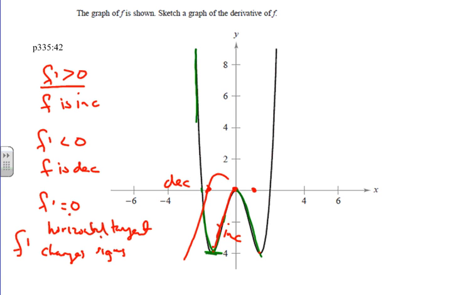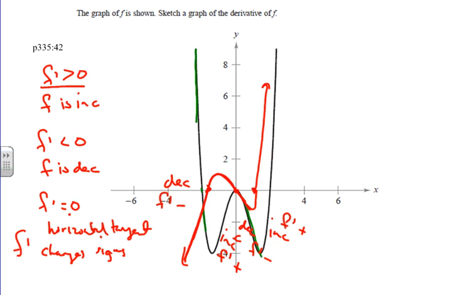Then it's going to be positive. Then it goes to decreasing again, so the derivative will be negative. Then it goes to positive because it's increasing, and then it goes positive. All right, so I'm going to get rid of this line right here, but that's what we have. Decreasing, f prime is negative. Increasing, f prime is positive. Decreasing, f prime is negative. Increasing, f prime is positive. And so we sketch the graph right here, once again, of our derivative function.